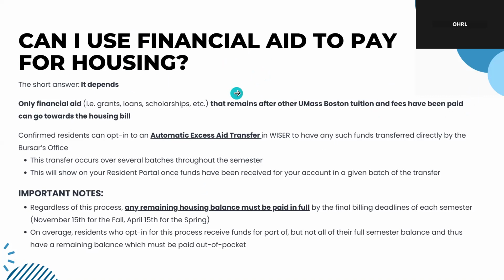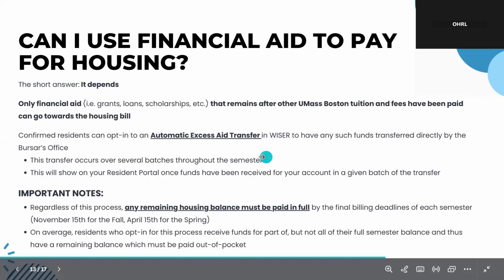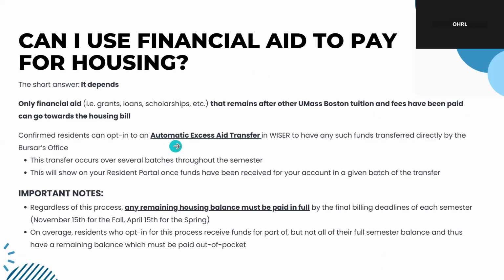Confirmed residents, all of you have received this info already, can opt into the automatic excess aid transfer. This is the theoretical kicking that housing bucket under the other bucket. This auto excess aid transfer form, we sent an email about after you're confirmed for housing. We'll send another one before the deadline to opt in. But this basically lets you fill out a form in Wiser to have any such excess funds transferred directly by the bursar's office to your housing bill. This transfer occurs over several batches throughout the semester. So this starts, I think, after add/drop and usually wraps a good month or so before finals of a given semester.